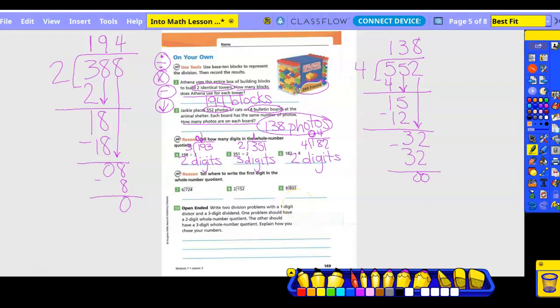Tell where to write the first digit in the whole number quotient. So can I take 6 into 7? Yes. How many times? 1 time. So it would be above, or let's just put 7. And what place value is that? 700 place.